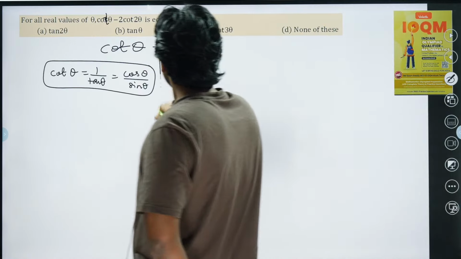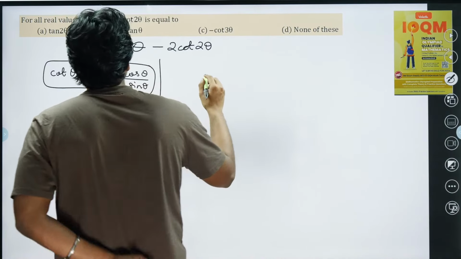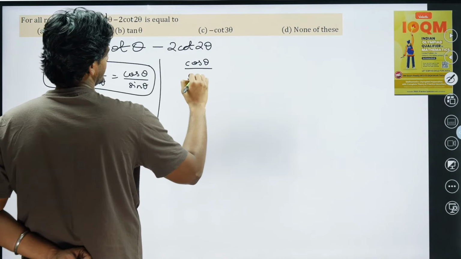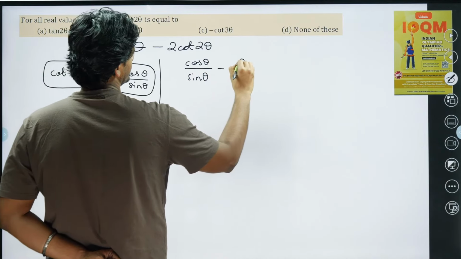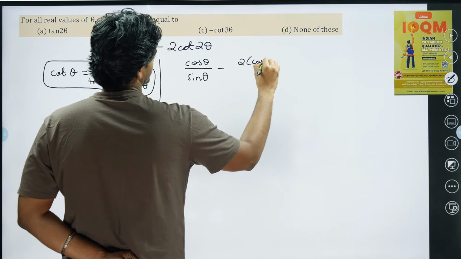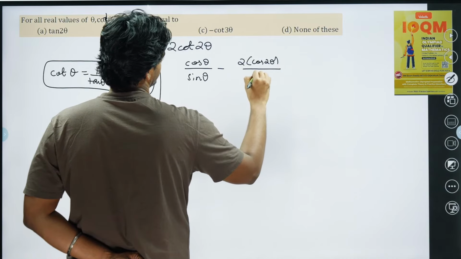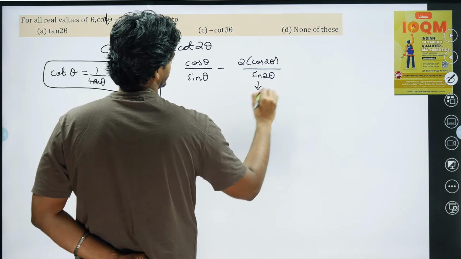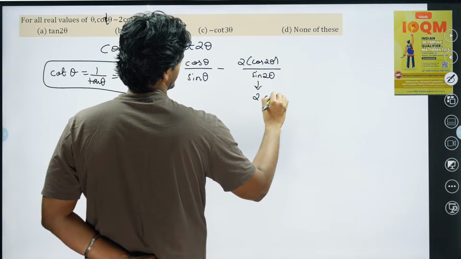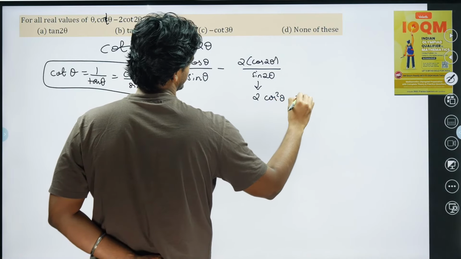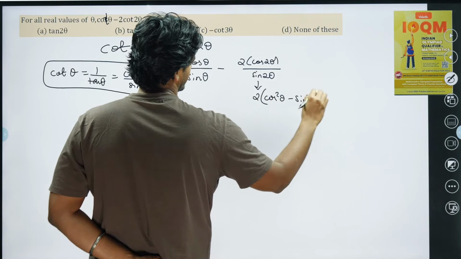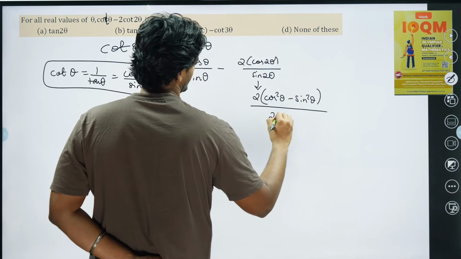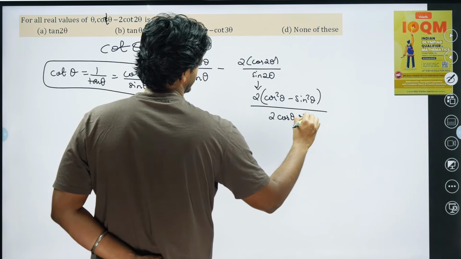Let's convert everything into cos and sin. So this is cos theta by sin theta minus 2 cos 2 theta by sin 2 theta. This expression can be written as 2 cos square theta minus sin square theta by 2 cos theta sin theta.